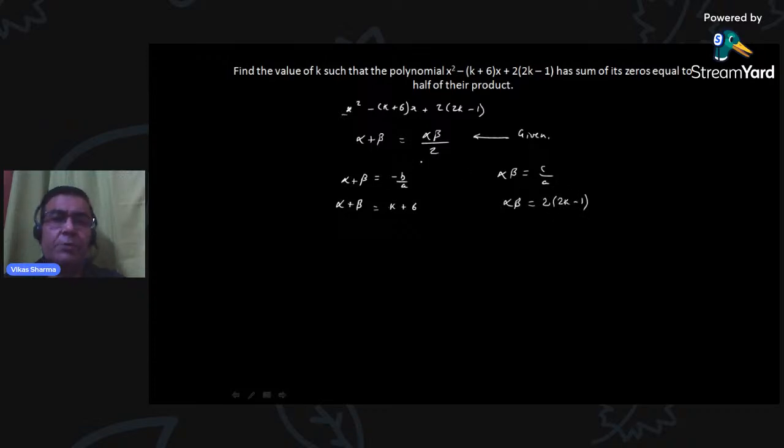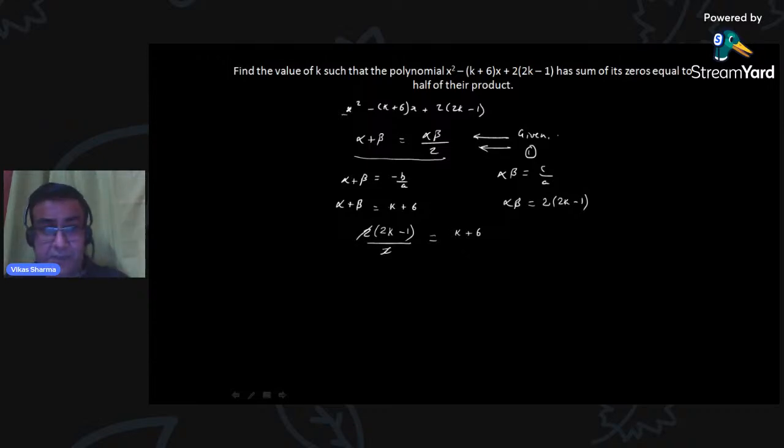So then all we have to do is that we are already given that alpha plus beta is equal to half of their product. So I'm taking the right hand side first: 2 times the product of the two zeros, 2 times 2k minus 1 divided by 2. I'm putting it in this equation. So if this equation is equation number 1, I'm putting these values of alpha plus beta and alpha beta into that equation. So we get 2 times 2k minus 1 divided by 2. That should be equal to alpha plus beta, which we know is k plus 6. Here the 2 and 2 can get cancelled.